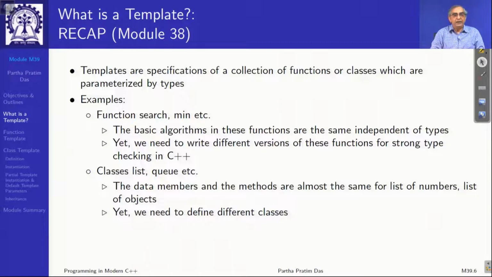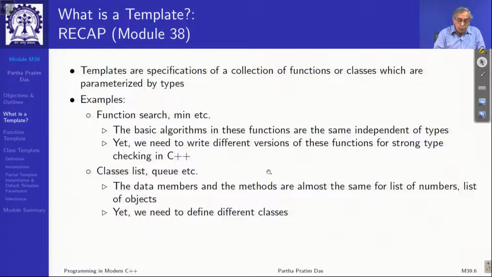Similarly, we can have classes, primarily used for supporting data structures, containers most often, like lists, queues, stacks, etc., where data and methods and data members are almost the same for all, say, list members, all kinds of stacks, but the element types do differ. So, we need to define different classes.